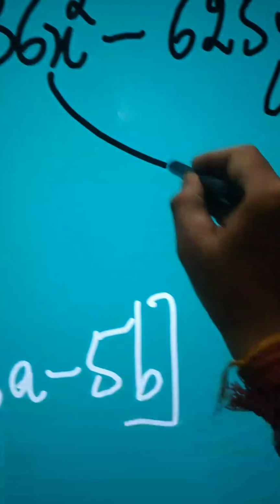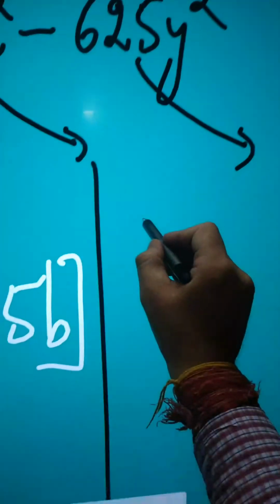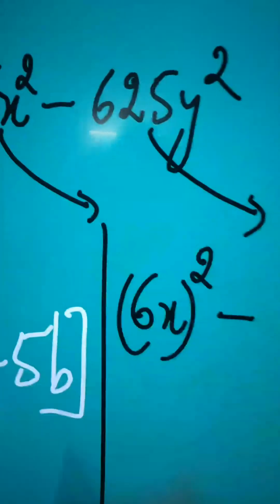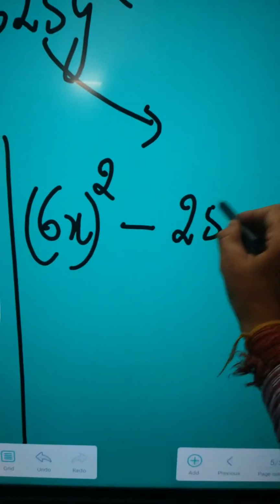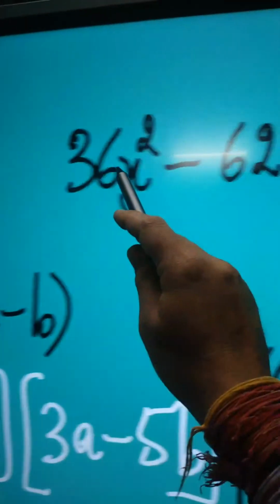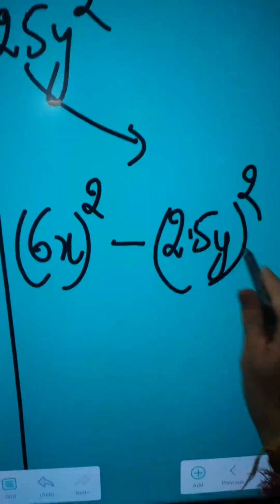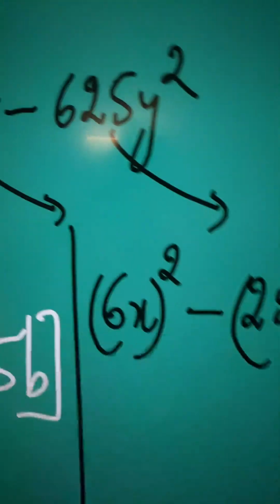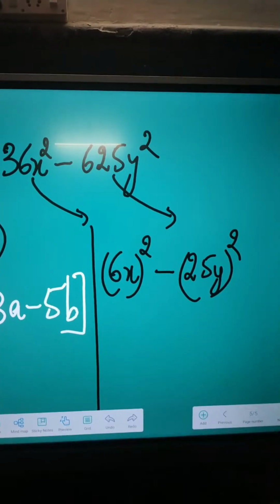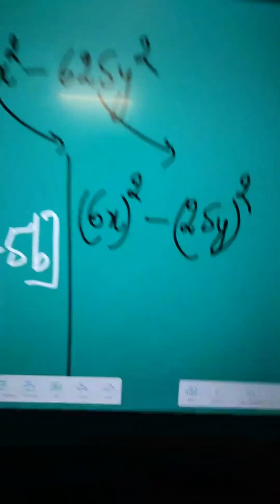So how will you arrange it? 36 will be written as 6x square, minus 625 will be square of 25. Find the square root of this. Square root of 625 is 25. And the square root of 36 is 6x square. So 6x square minus 25y square, a square minus b square.